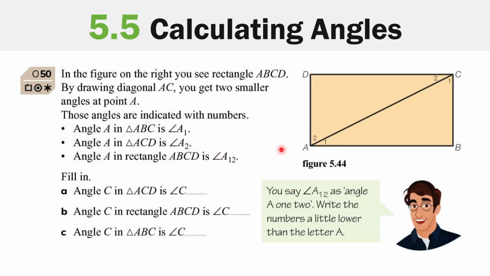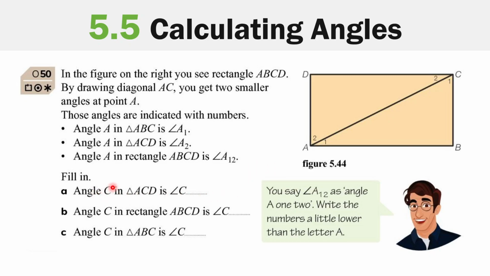And if I want the whole angle, so the angle in ABCD, they call it angle A12. Not angle 12. Okay, so angle A12. Write the numbers a little lower than the letter A. You see it here, that you have to write them a little lower.